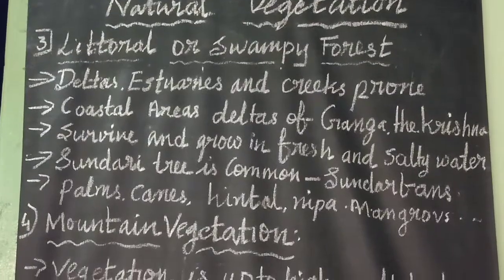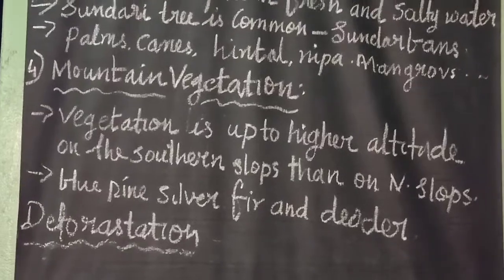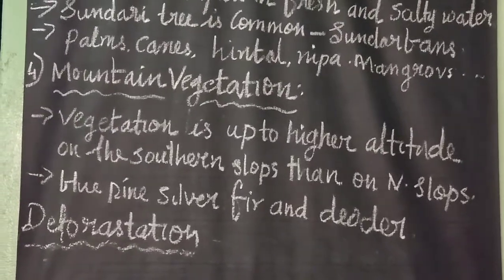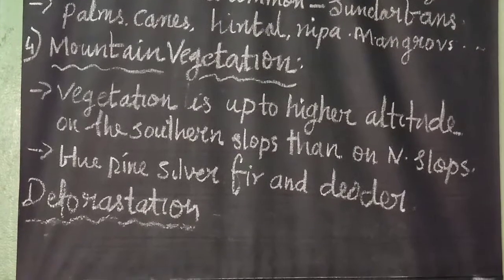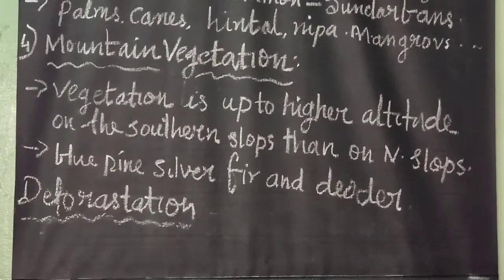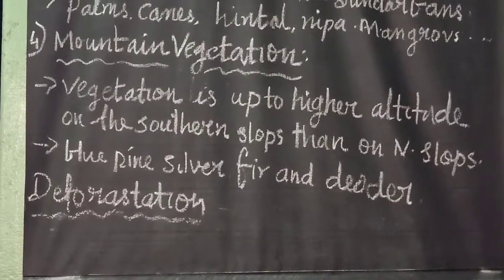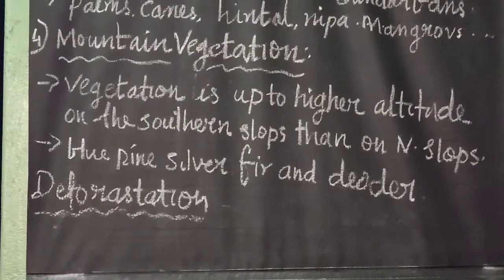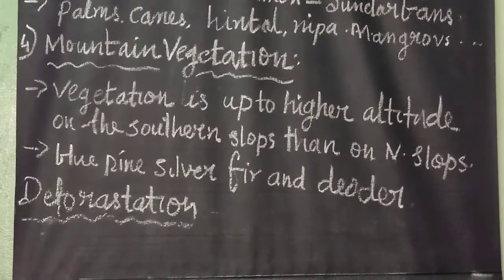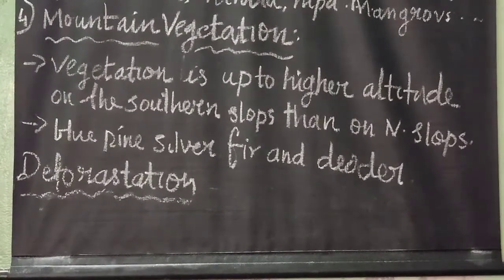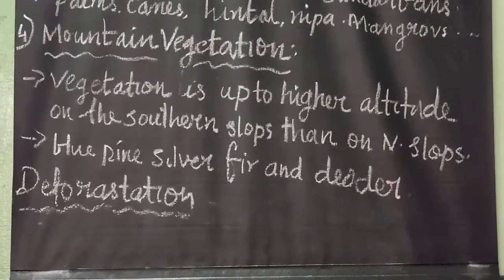Now next, mountain vegetation. Mountain vegetation means the vegetation in a high altitude area. The Himalayas have a natural cover of vegetation ranging from subtropical forest to subarctic region. In this high altitude area, climatic conditions change and the direction of slope is also different, so according to the direction of slope and altitude, there is a little difference in vegetation also.